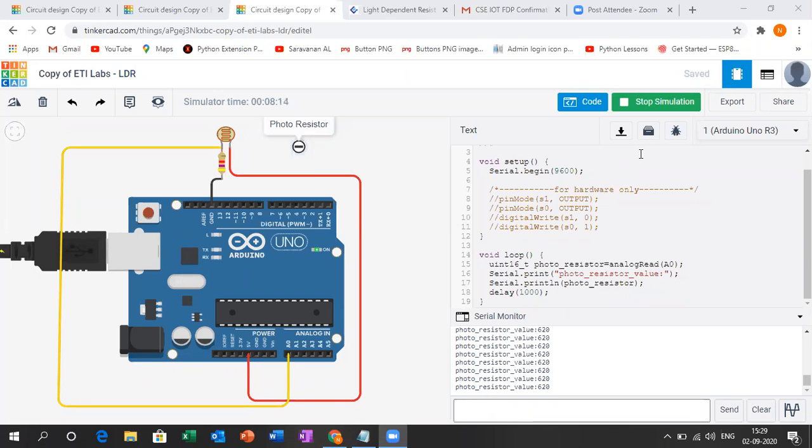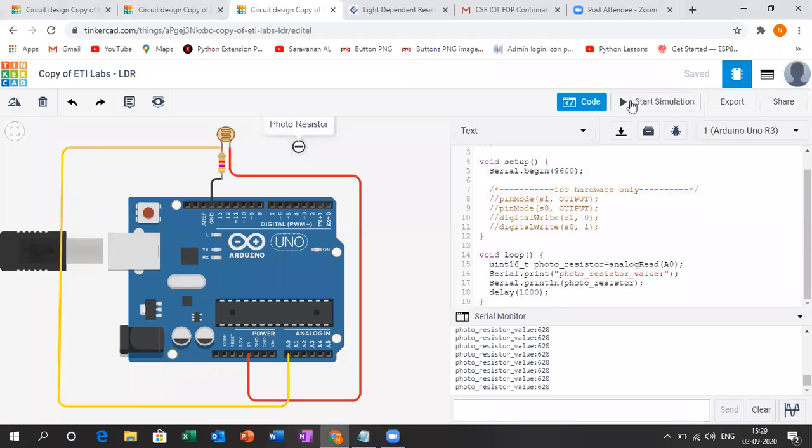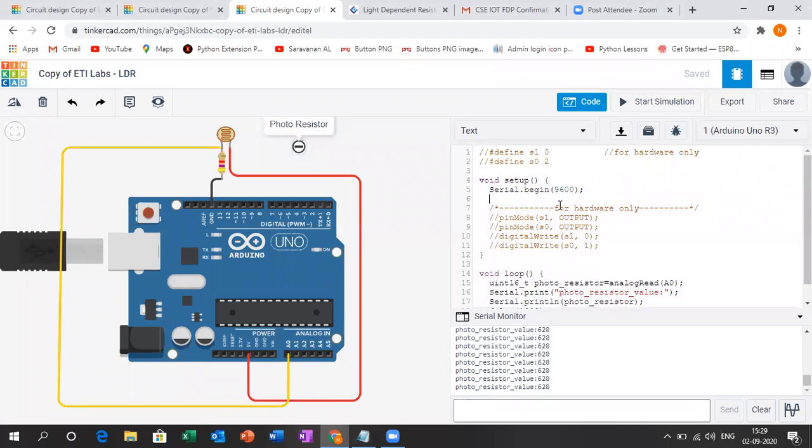You can post in the chat if you have completed it. Scroll up the code, line number 1. This is just a statement for the hardware only, so you do not need to include this statement for the simulation.